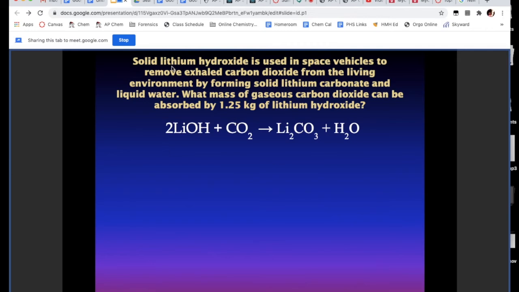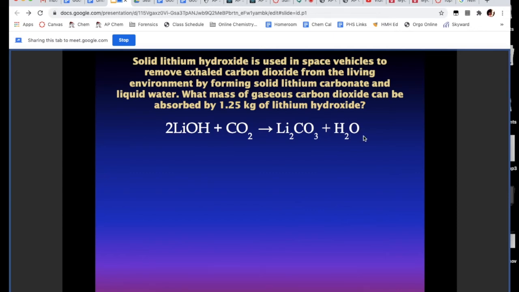Let's talk about that again. Lithium hydroxide is used to remove carbon dioxide. When they react, they combine together and they're consumed. To remove is to consume. Okay? It says to form solid lithium carbonate and water. So there's my formula.